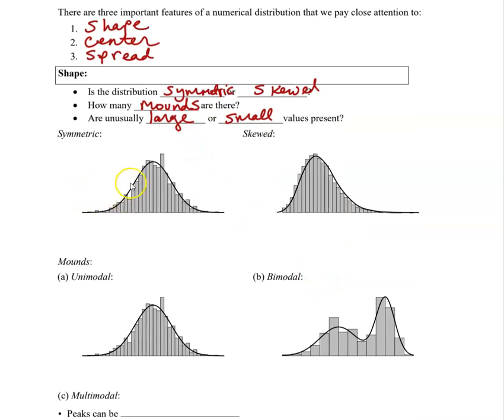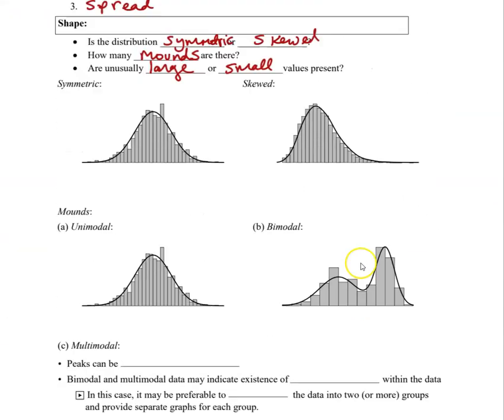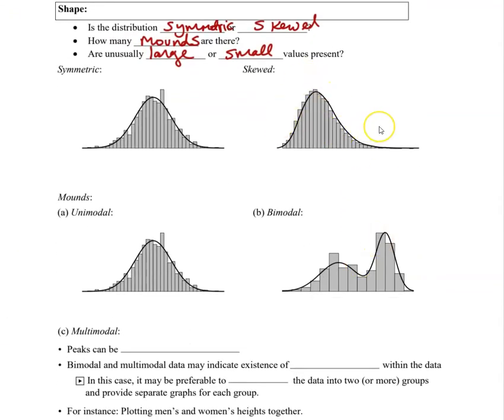So symmetric would look just like we would expect, almost like a bell-shaped curve. And again, I use the term symmetric loosely. We could say roughly symmetric or approximately symmetric. It's never going to be perfect. When we talk about skewed, we would either say skewed right or skewed left. And in this picture that I have here, this would be a graph that is right skewed or skewed right.